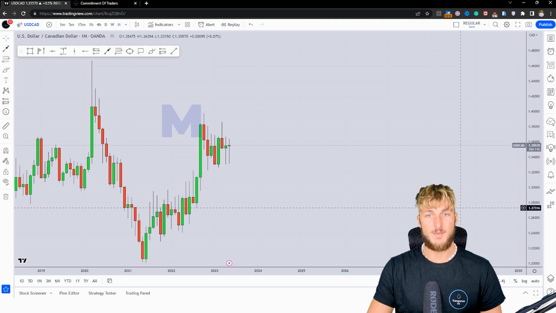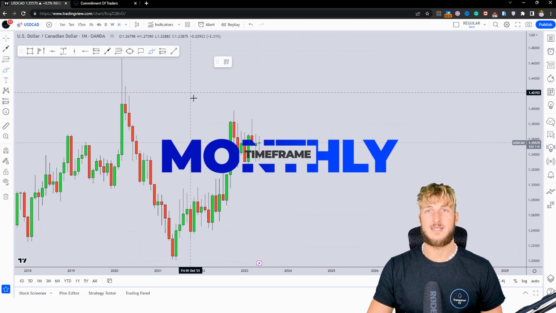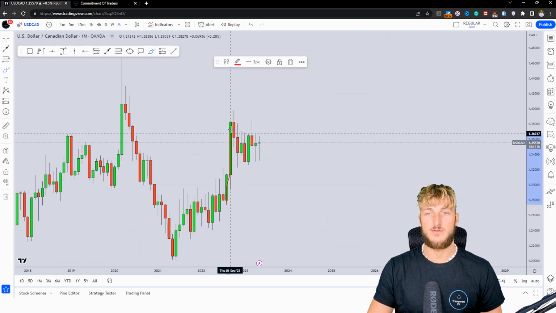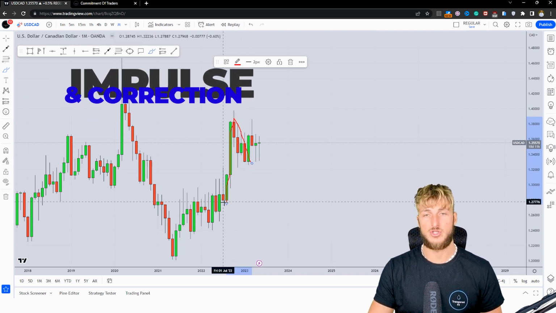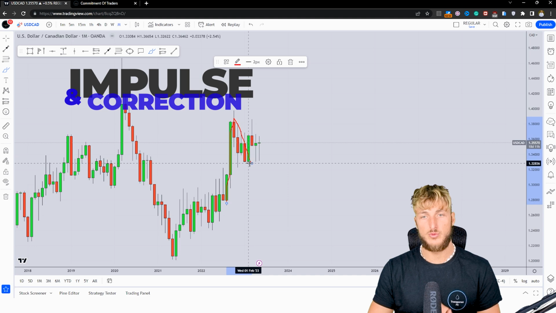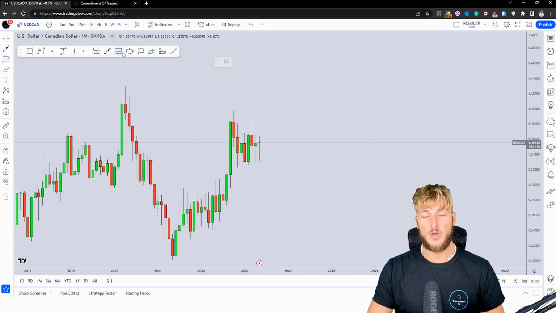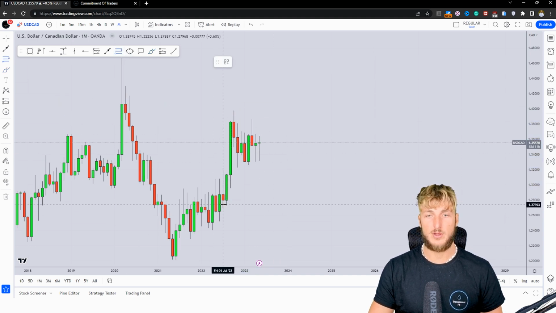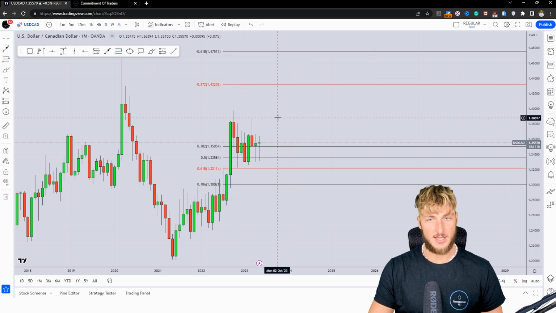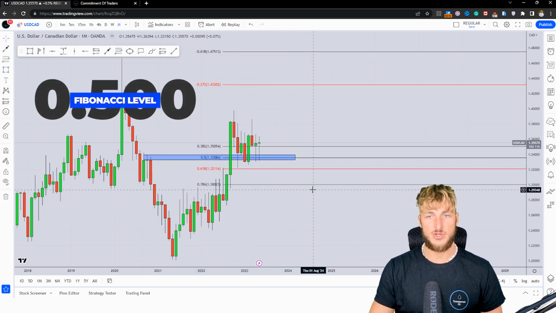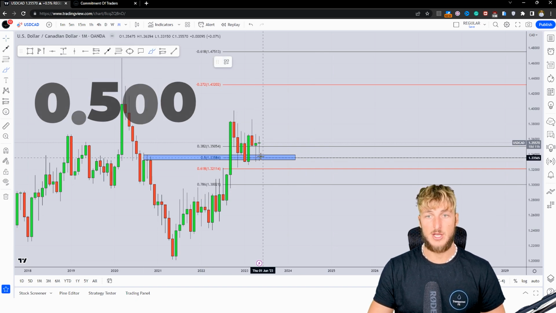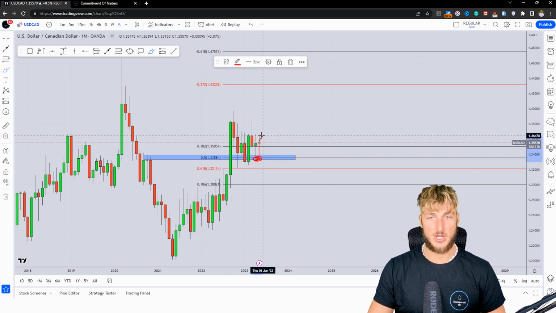Now, starting from the monthly time frame, what we can see is that we have a market which has just created a very strong impulse to the upside, followed by this correction. Now, in general, after an impulse, if you want to measure the correction, what you have to do is take your Fibonacci from the low to the high of the impulse leg. And if we do that, we can see how we have a perfect 50% Fibonacci retracement, which the market has in fact just tested and rejected to the upside.